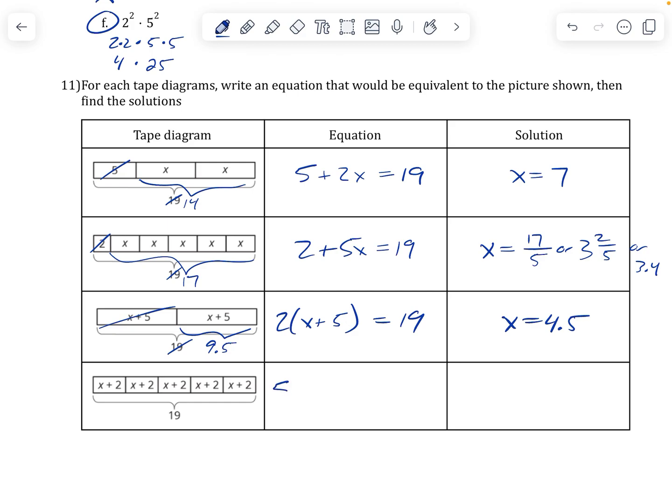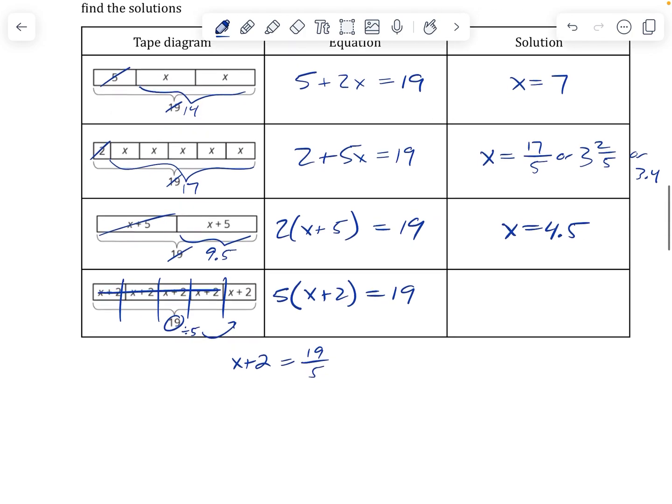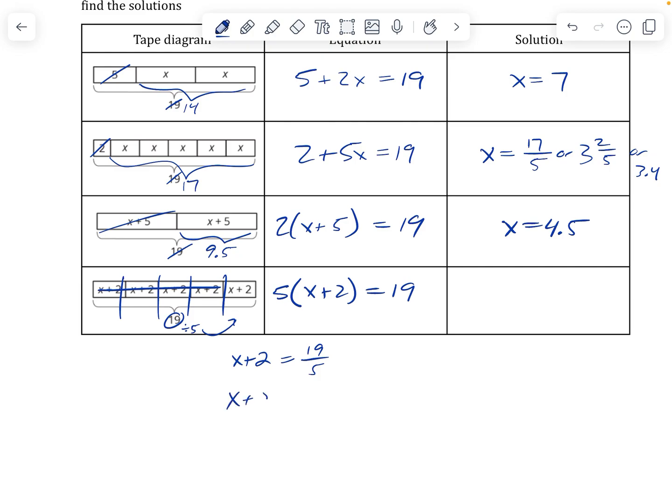Last one, we have 5 groups of x plus 2. So 5 times x plus 2 is equal to 19. Similarly, if I took 4 of those away, I'm basically taking that 19 and dividing it into 5 groups if I wanted to find just one of those. So x plus 2 is going to have to equal whatever 19 divided by 5 is. This one's a little trickier.